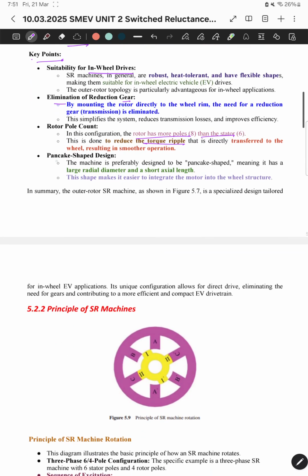And what is the shape here? It is a pancake shaped design. It is pancake shaped because it has a larger radial diameter and shorter axial length. It's similar to the cylindrical salient type, where the diameter is more and the axial length is less. You can say that the diameter is very much higher than the axial length. If you can recollect the synchronous machines.